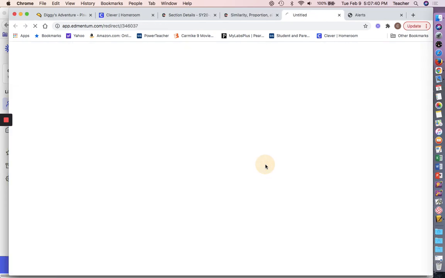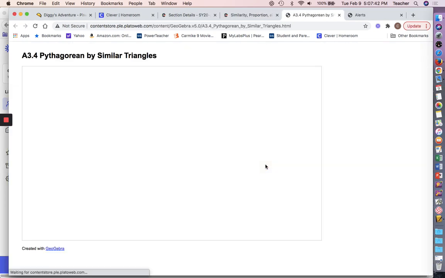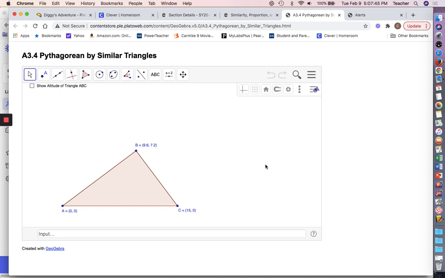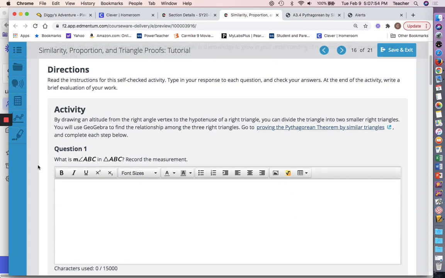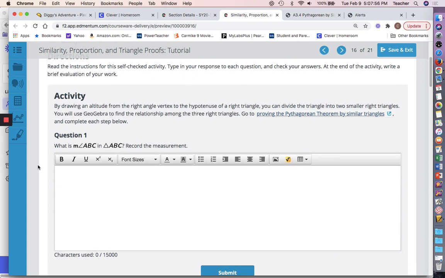So I'm going to click on my activity. Alright, so I got a triangle here, and they gave me the coordinates. Don't particularly like that I got decimal right there, but I'll deal with it. So what is the measure of angle B? Because that's the letter in the middle. So what's the measure of angle ABC in triangle ABC? And record the measurement. Really, that's all they want? Good grief, after what I just went through with that last thing.